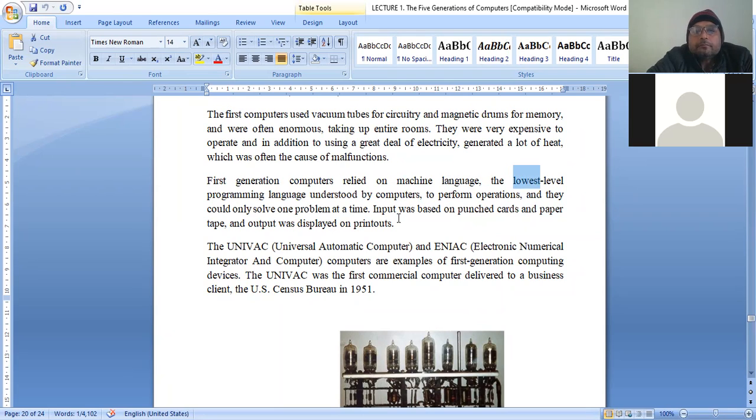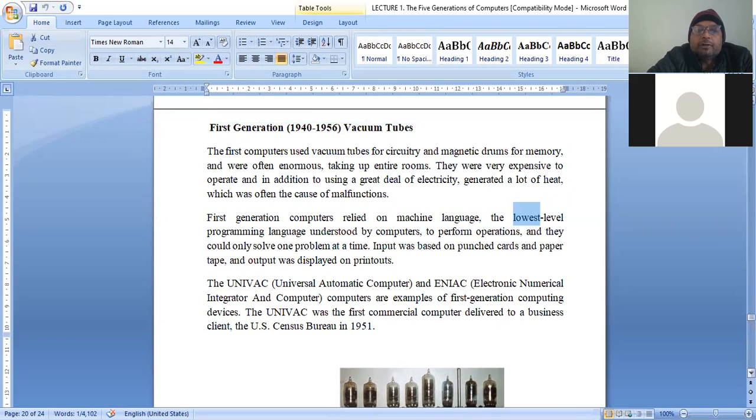For input and output, they used punch card and paper tape for input, and printouts for output. During 1940 to 1956, computers were very large, taking a hall-type space and producing much heat. They used vacuum tubes, punch cards and paper tape as input, and printouts for output.